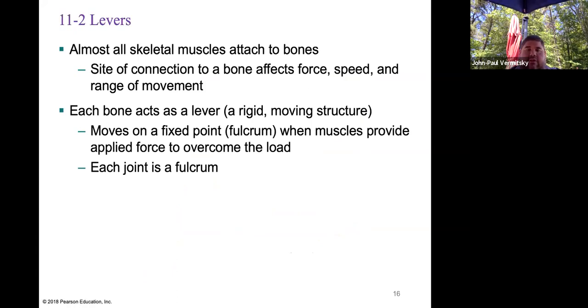Now, almost all skeletal muscles will be attached to bones. The site of connection to a bone affects the force, the speed, and the range of the movement. Each bone will act as a lever, which is a rigid moving structure. Each bone will move on a fixed point. Each muscle will move on a fixed point, which is the fulcrum, when the muscle provides applied force to overcome the load. And each joint is a fulcrum.